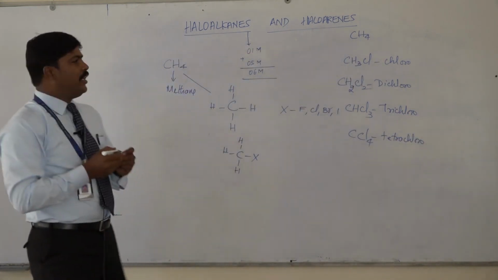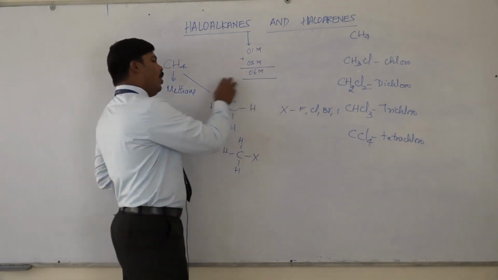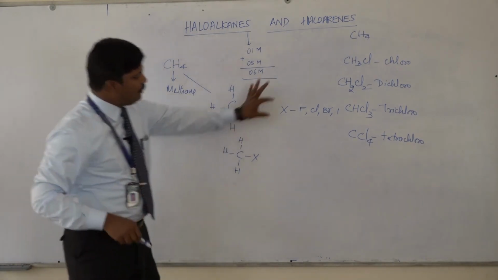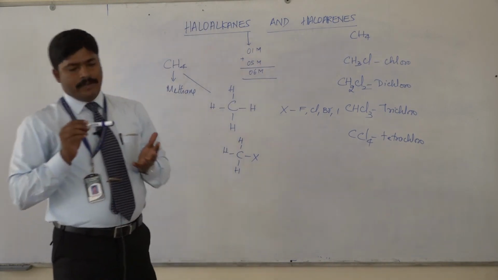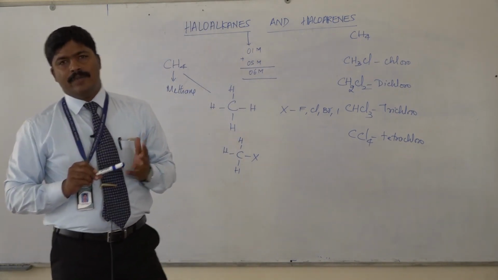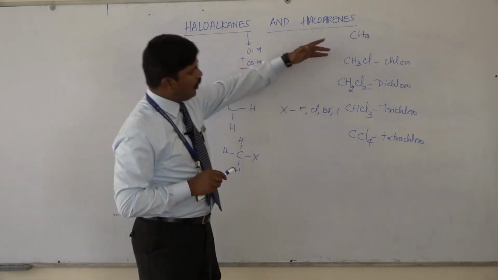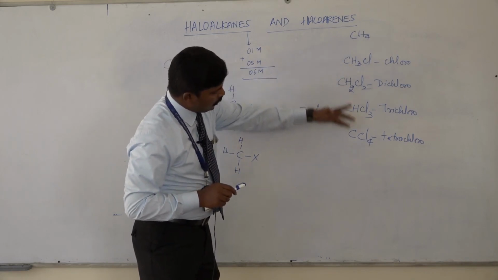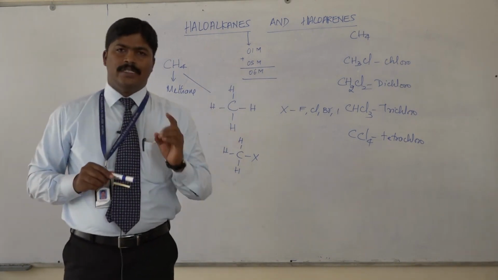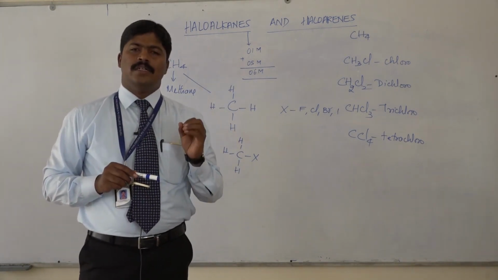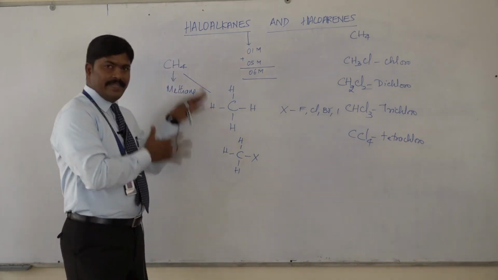Therefore, the definition does not restrict the replacement to only one hydrogen. It says replacement of one or more hydrogen atoms of an alkane by a halogen gives a haloalkane. So, I repeat the definition once again. I can replace 1, 2, 3 or all 4. Depending on that, we have monohaloalkane, dihaloalkane, trihaloalkane, tetrahaloalkane, or we can call it polyhaloalkane. So, I will go definition wise with examples.